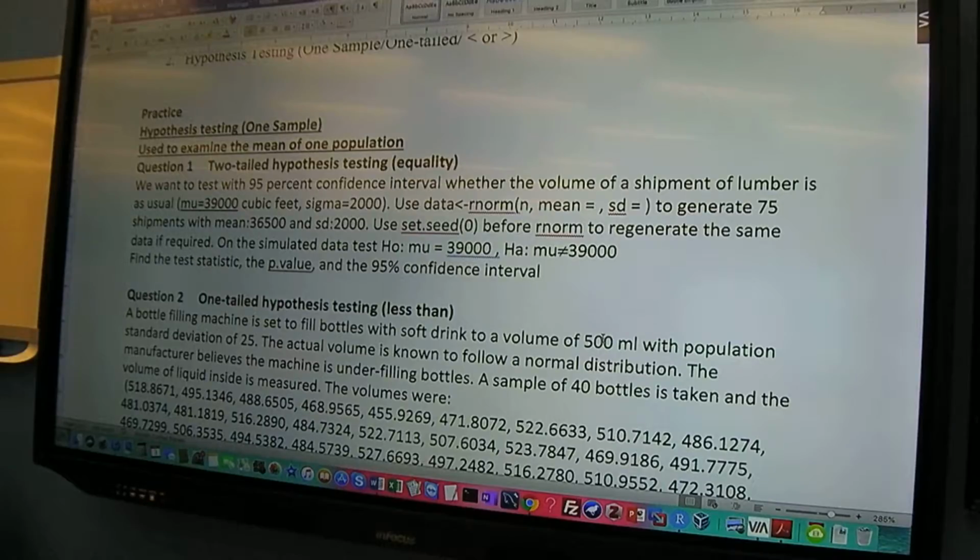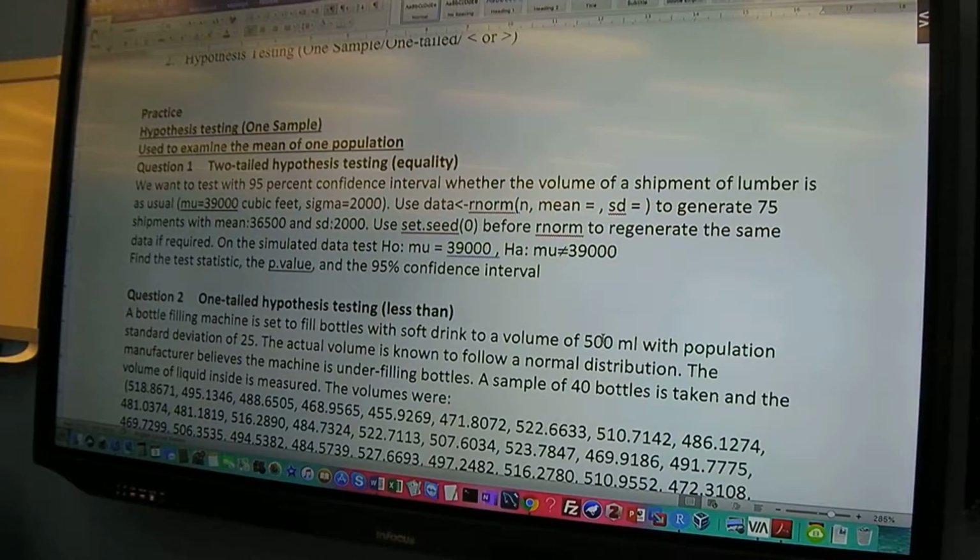Time just to produce random variables of a normal distribution, to generate 75 shipments with mean 36,500 and standard deviation 2,000. So here, are these two figures for a population or a sample? Yeah, this is very clear for different reasons. First, I told you to generate 75 shipments, so that means it's just one sample, of size n equal to 75.